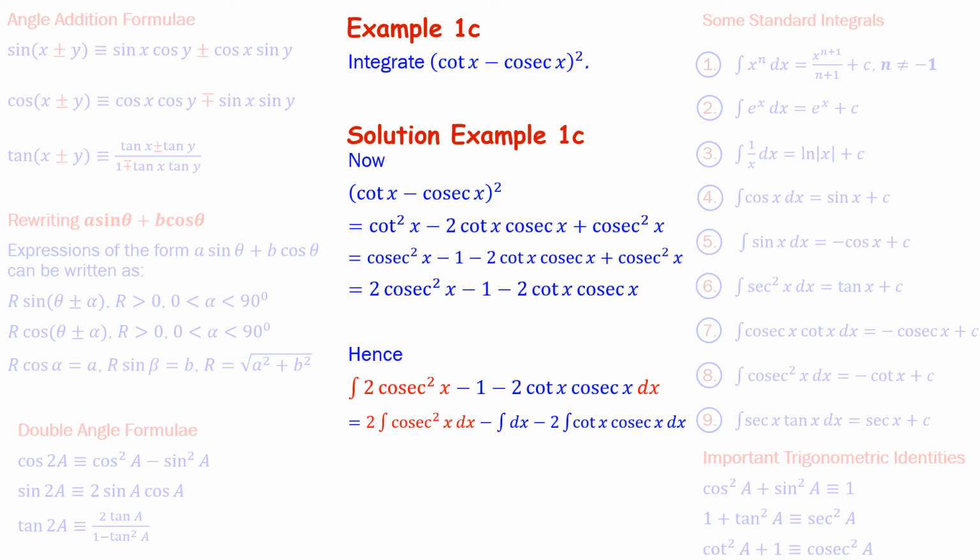So now let's take this term by term. We're going to rewrite this expression as 2 times the integral of cosec squared x dx minus integral 1 dx minus 2 integral cot x cosec x dx.